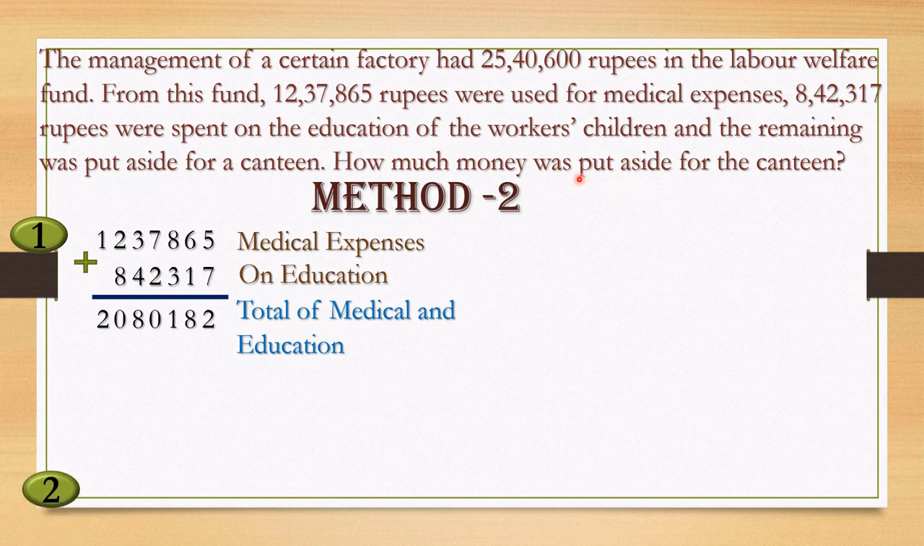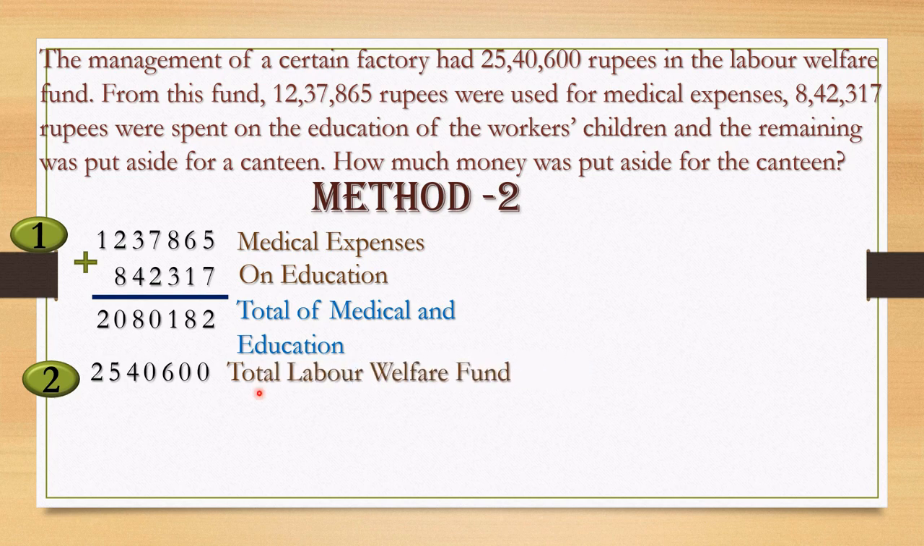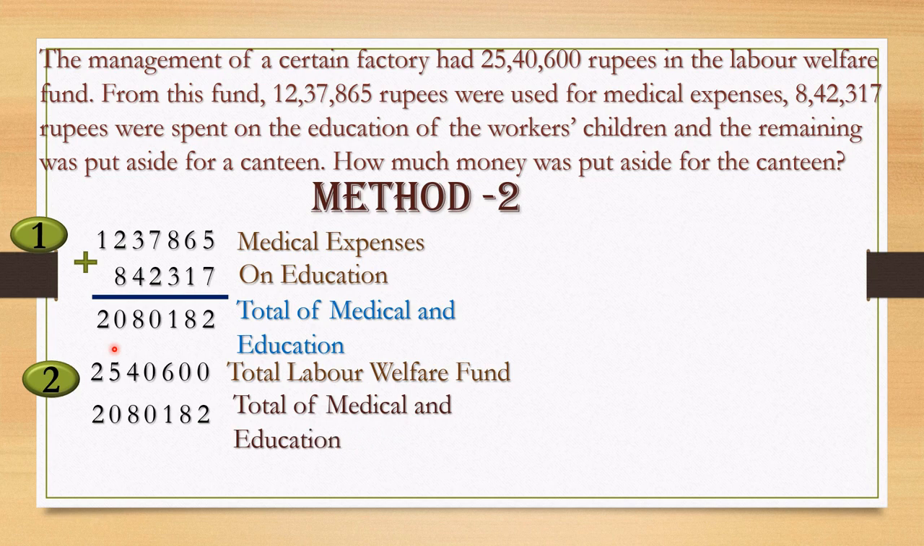What we will do now? In the step 2, we are going to minus this amount from the total welfare fund. Correct? So we will write this 25,40,600, that is total labor welfare fund. Okay. Now we will write this 20,80,182, that is total of medical and education. We will subtract this. What we will get?